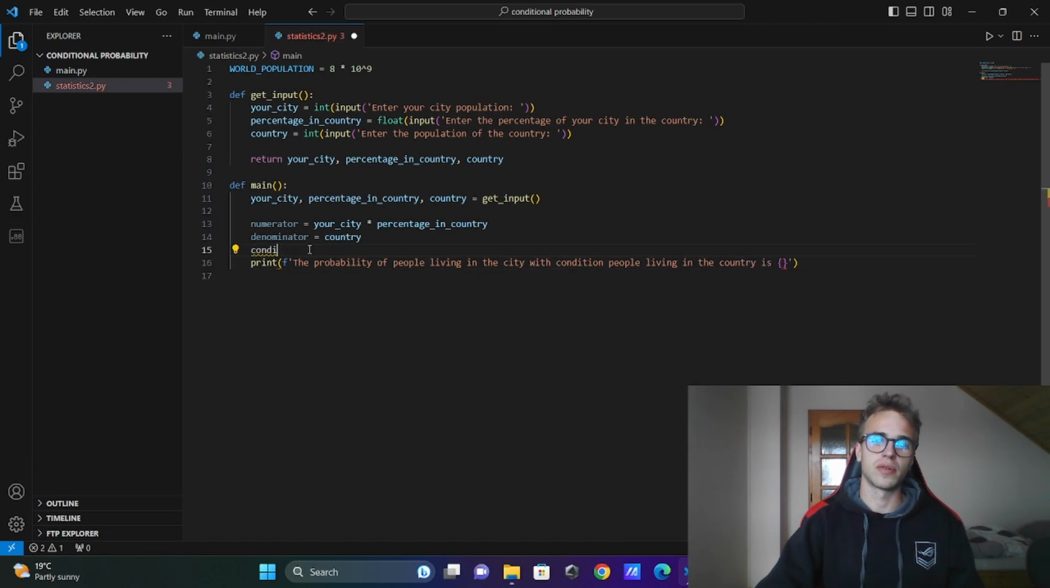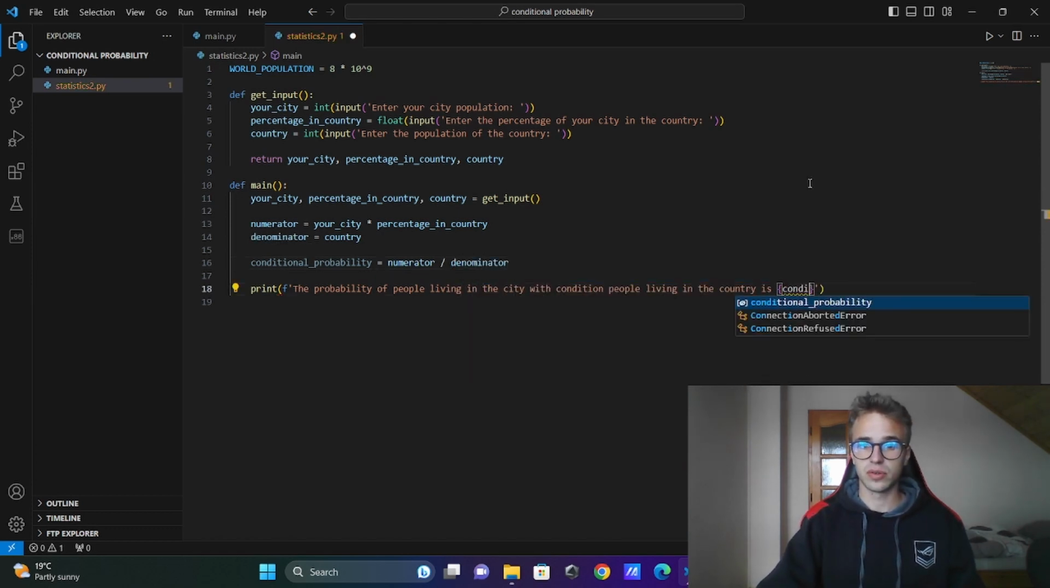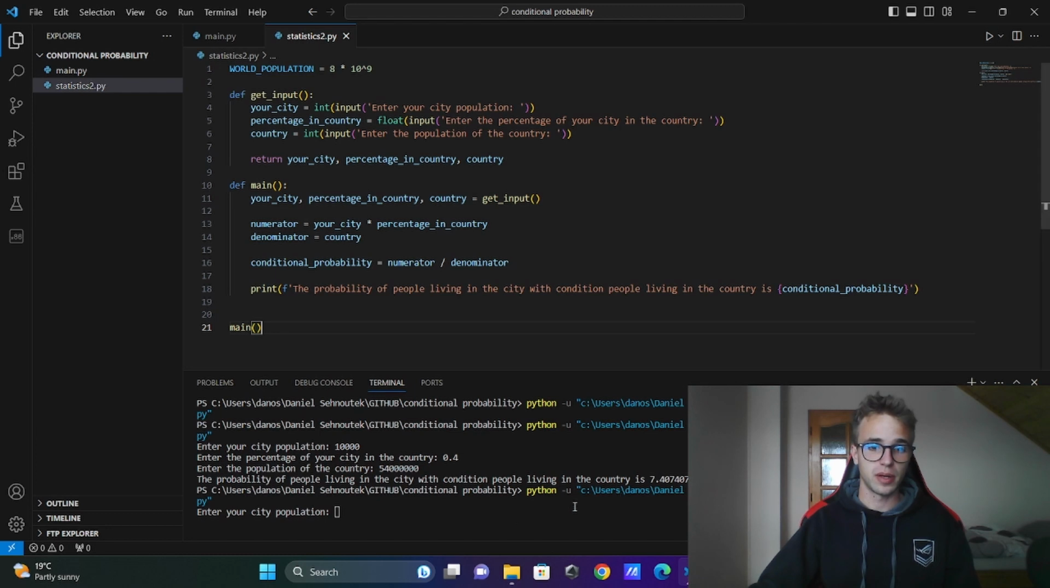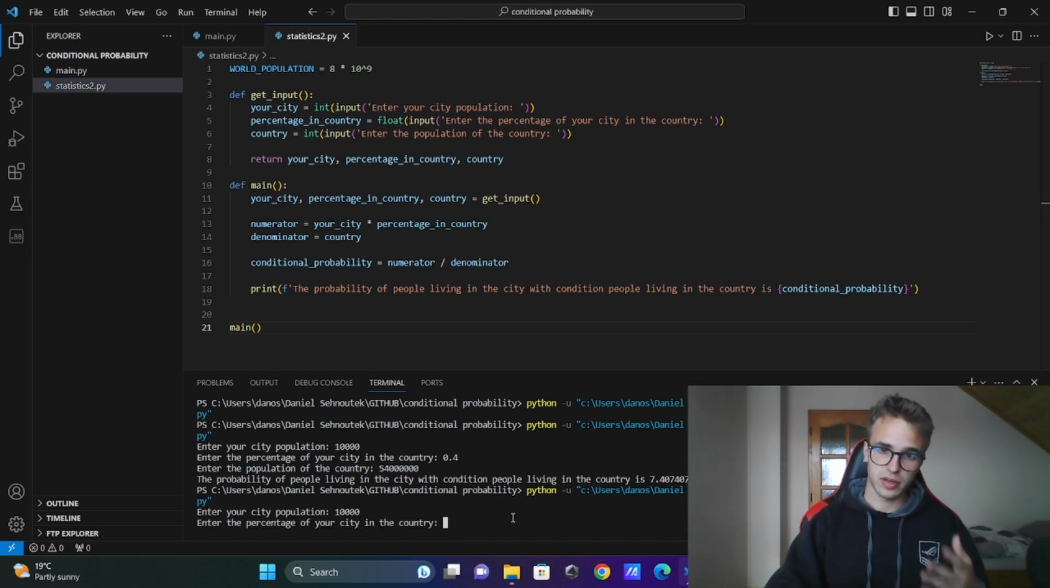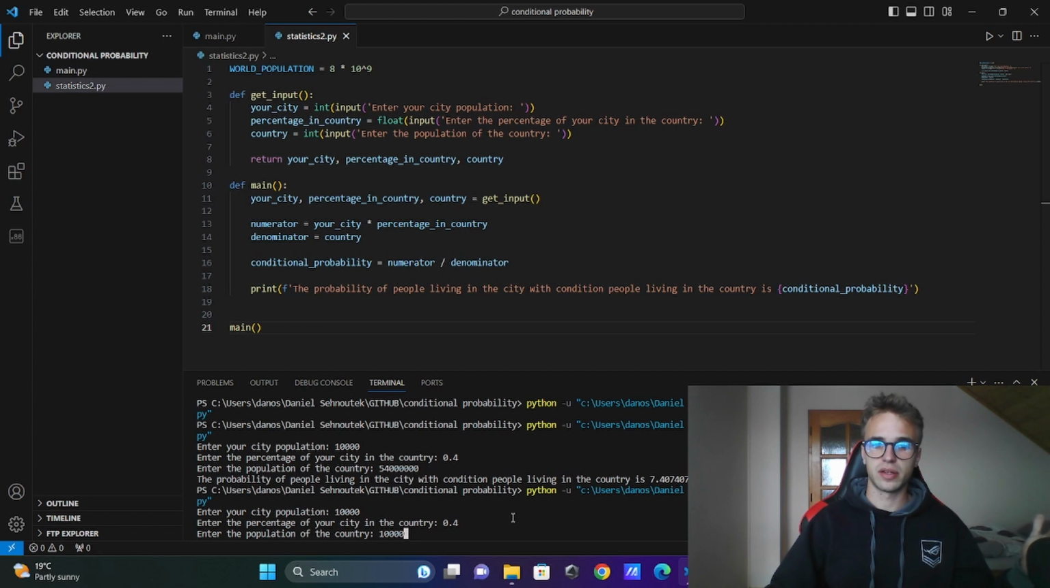I forgot to define the conditional probability. It is equal to numerator over denominator. That's our result, conditional probability. To show you that everything is working, I will call the main function, run the program, and for example, my city will have 10,000 inhabitants. It will be partially in that country. 40% of that city will be in that country, and the total population will be 100,000.